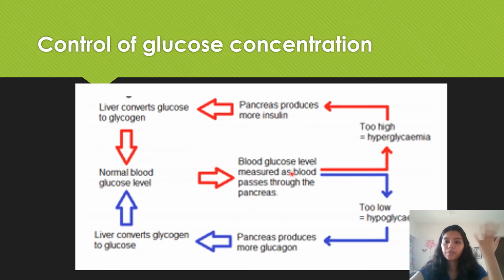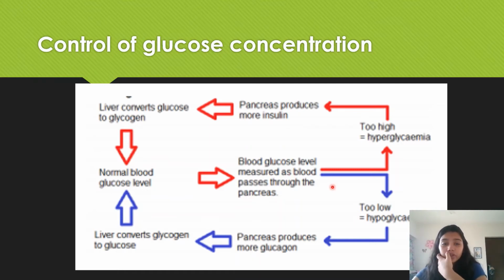So just remember, high blood glucose, pancreas produces insulin, liver converts glucose to glycogen, stored in liver, blood glucose concentration normal. Low glucose concentration, pancreas produces glucagon, liver converts glycogen to glucose, higher blood glucose concentration level. Okay, so this is basically your control of glucose. This comes for, let's say, around minimum 4 marks. So you should really know this process well.